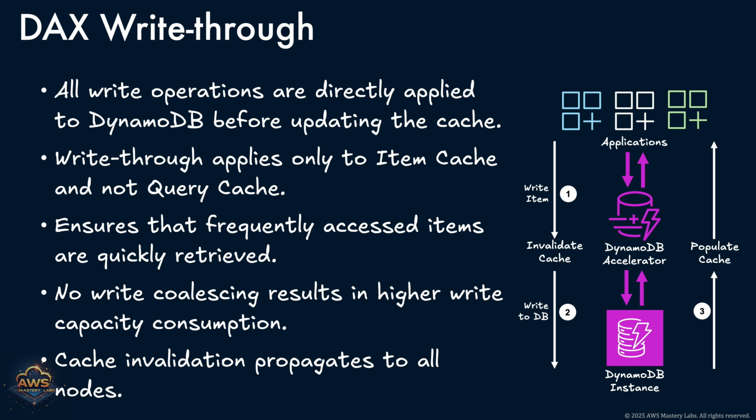So while direct item reads will benefit from updated values in cache, broader query results still rely on DynamoDB and are not automatically updated or invalidated. Unlike some write optimization strategies, DAX does not perform write coalescing, meaning every write operation consumes capacity units in DynamoDB individually. This can lead to higher write throughput consumption, especially in write-heavy workloads.